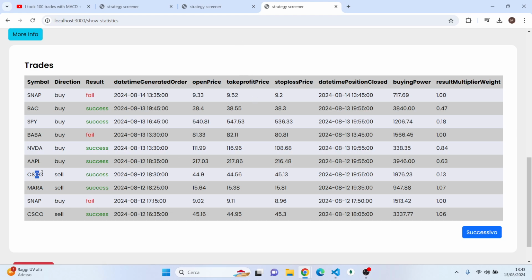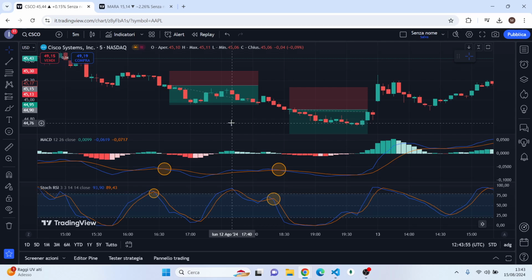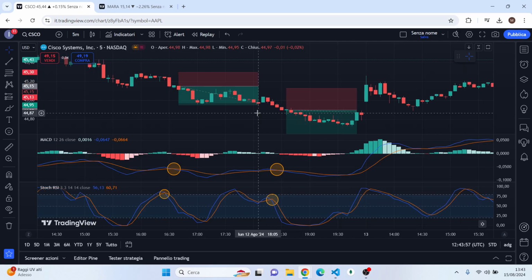So let's see these two successes on Cisco, here and here. Basically, in order to open a short position, you have to check for three things. One is a bearish cross in the stochastic. The other one is a bearish cross in the MACD, so the blue line must go below the red line. Same thing here, blue line below red line. And then you have to check that the price is under EMA 200.